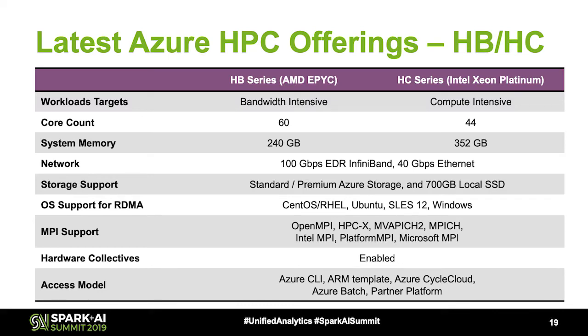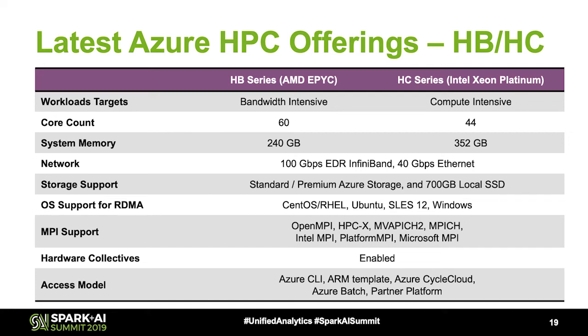And I'm so excited to show this slide. These are the HB and HC, some of the latest Azure HPC offerings. The HB is based on the AMD EPYC architecture, mainly focusing on bandwidth-intensive workloads, and HC on compute-intensive workloads. Core-wise, HB has 60 and the other one has 44, and memory bandwidth for HB is around 260 GB per second, and on HC we reach a core frequency of around 3 GHz.